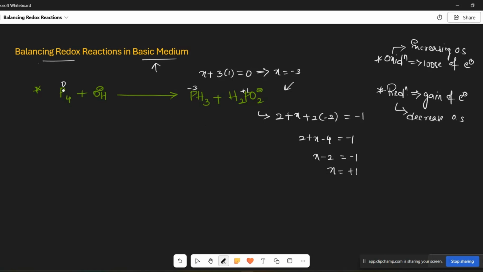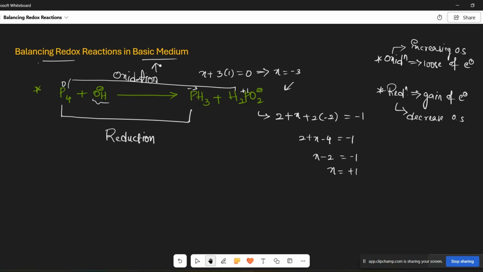If phosphorus is going from 0 to minus 3, it is reducing, it is gaining electrons. So this one is reduction. This mentions we have to solve in basic medium. Here P4 itself is undergoing reduction and oxidation at the same time. And the remaining one is going from 0 to plus 1. The oxidation state is increasing, it is losing electrons. It lost 1 electron, so that's why it is oxidation.